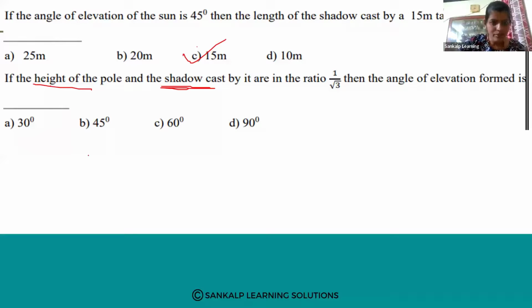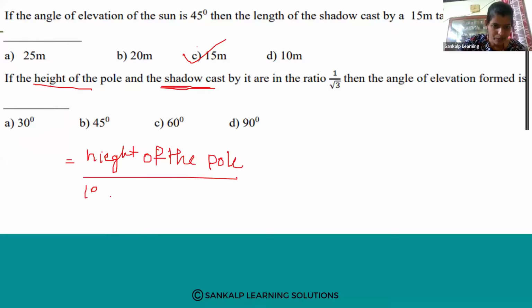So height of the pole divided by length of the shadow.